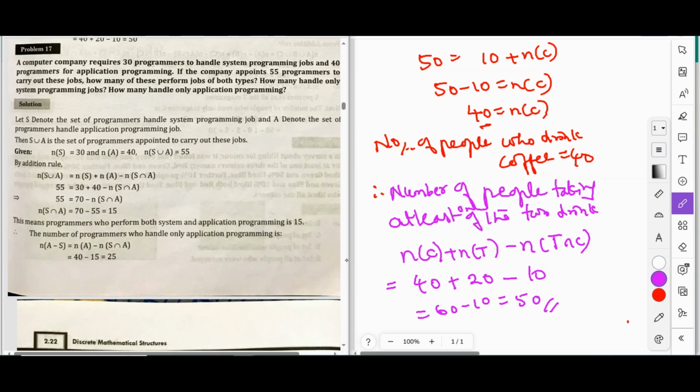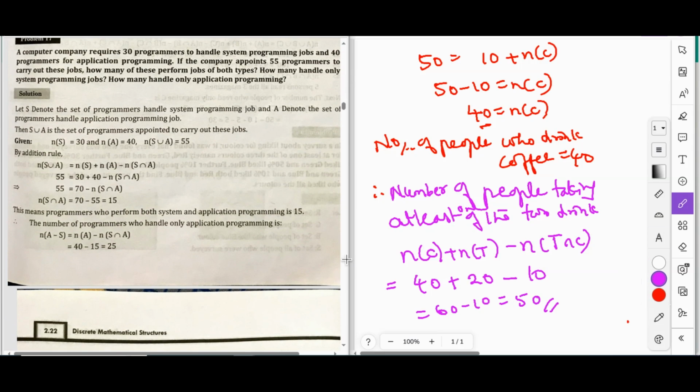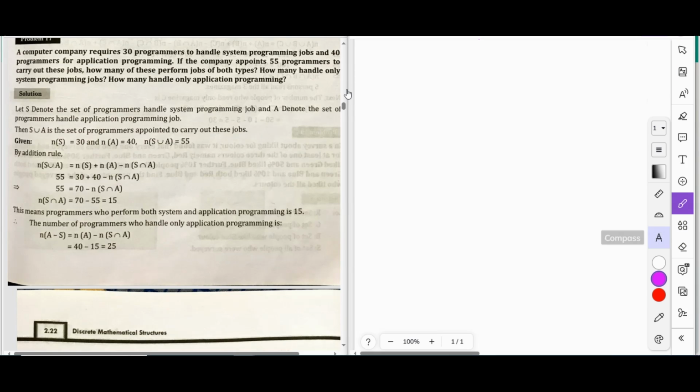So moving on to the next question. A computer company requires 30 programmers to handle system programming jobs and 40 programmers for application programming. If the company appoints 55 programmers to carry out all of these jobs, how many of these perform jobs of both types? How many handle only system programming jobs? How many handle only application programming? So let's solve this.